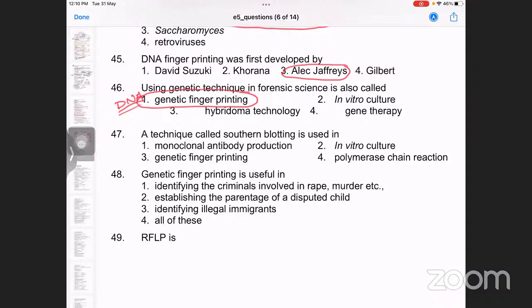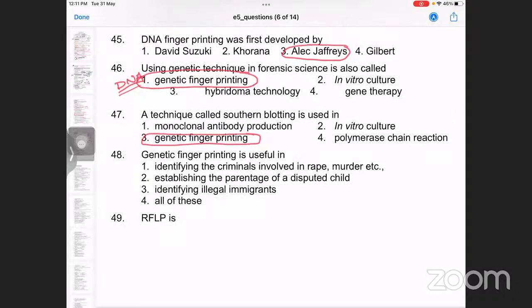Monoclonal antibodies production, in vitro culture, genetic fingerprinting. Okay, so the technique that is Southern blotting is followed in DNA fingerprinting, that is genetic fingerprinting. Polymerase chain reaction, electrophoresis.